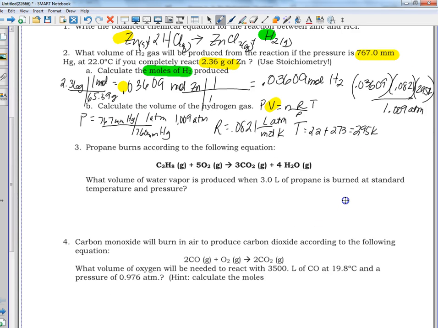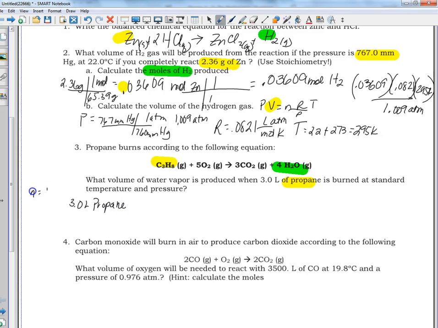Number 3 gives us the chemical formula for propane combustion. What volume of water vapor? So our known is going to be propane, and our unknown is going to be water vapor. So we start with 3 liters of propane. All right, we need to know moles in order to go through our mole bridge. So the first thing we'll do is solve for moles.